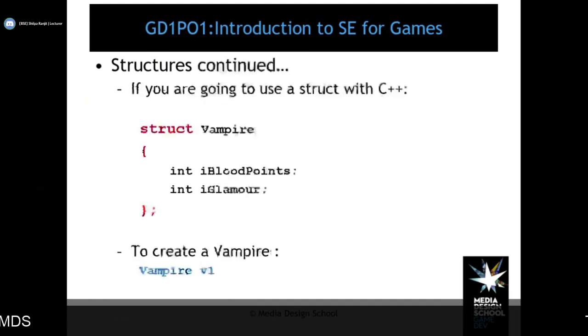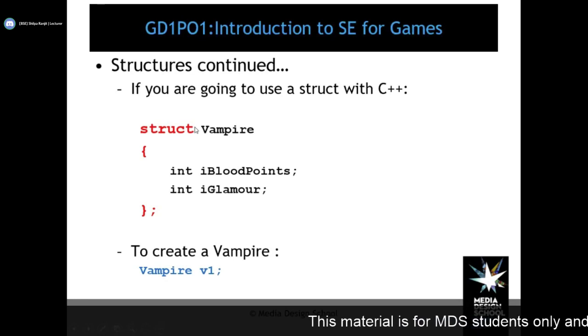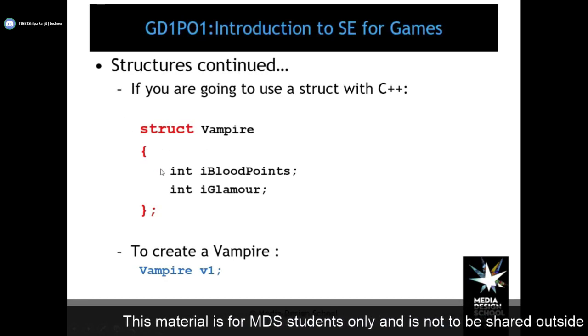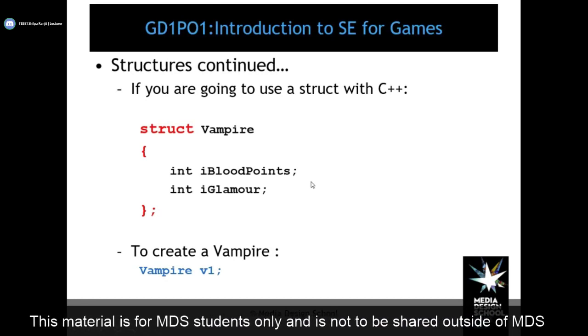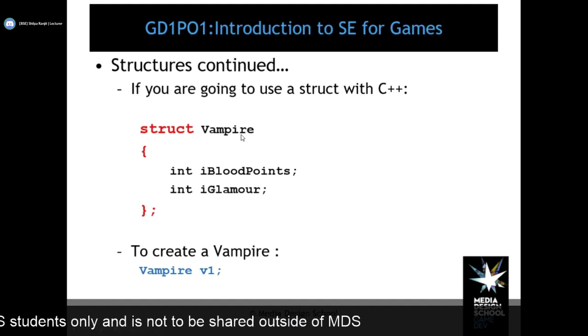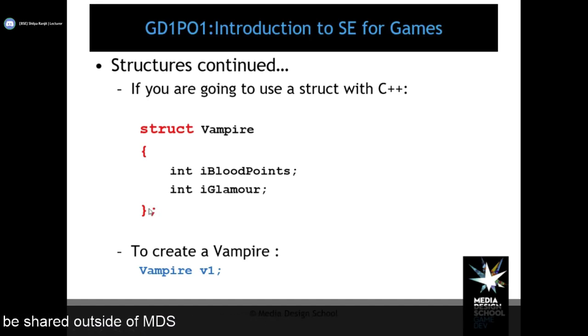So that is about a structure. Let's see the declaration. If you're going to use a structure in C++, you have your struct keyword followed by the name of the structure, and then you have your curly brackets. Within the curly brackets, you declare all the data that is relevant to the structure that you're creating. And the ending curly brace should end with a semicolon. Please remember that. That is very important.